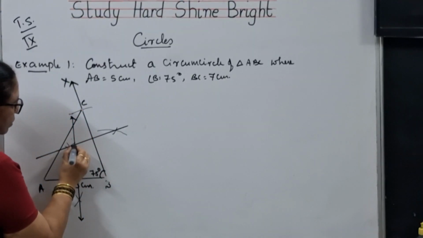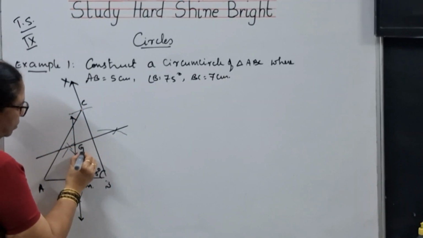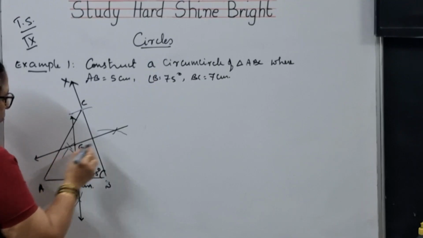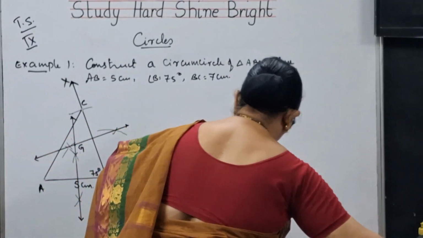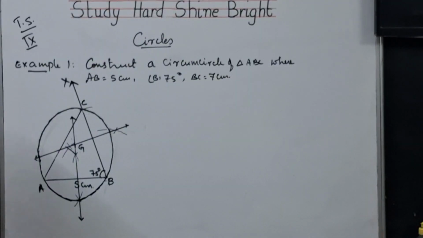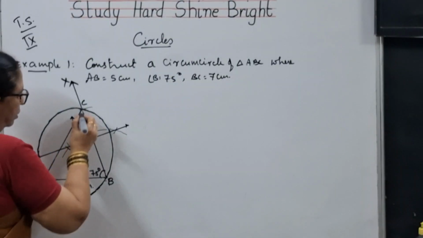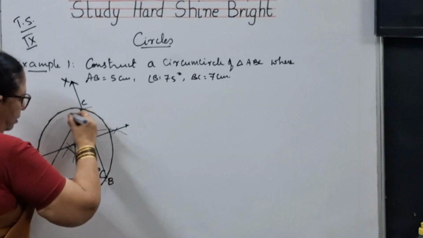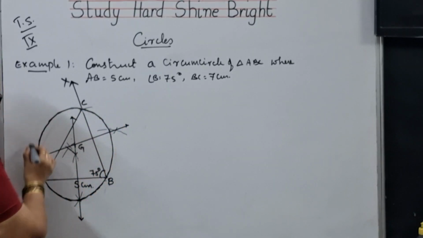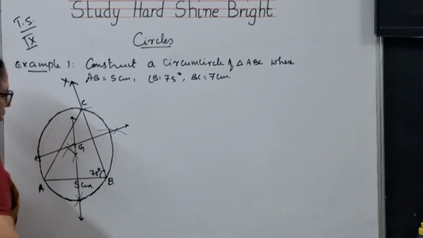This point is considered as G. The point where these perpendicular bisectors are meeting is called G. So G as a center, C as radius, or A or B as you wish, as radius, if you draw a circle, the circle passes like this. You are getting a circumcircle.